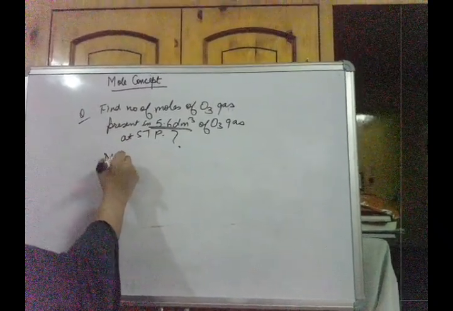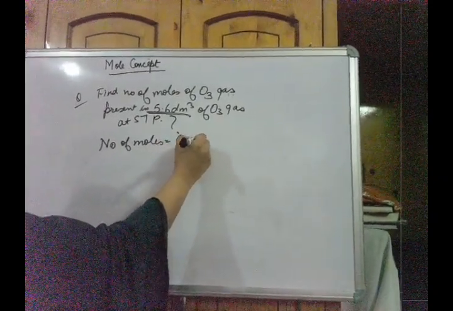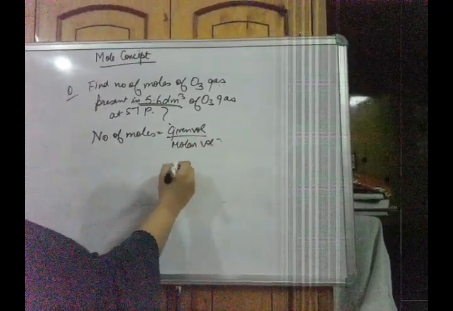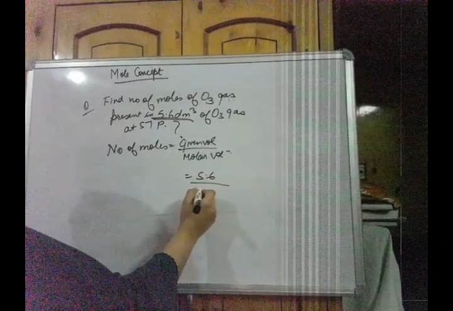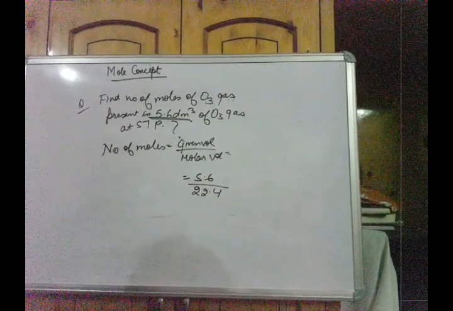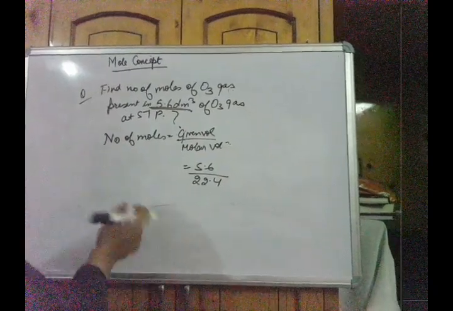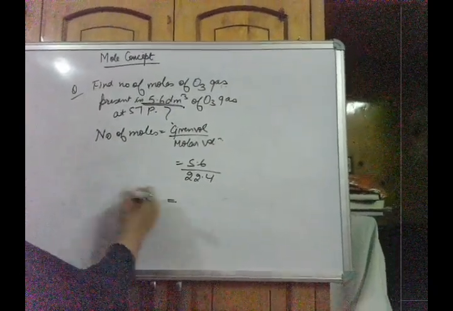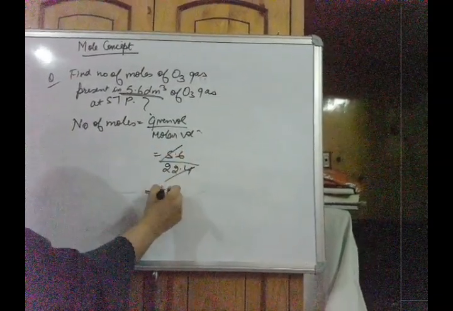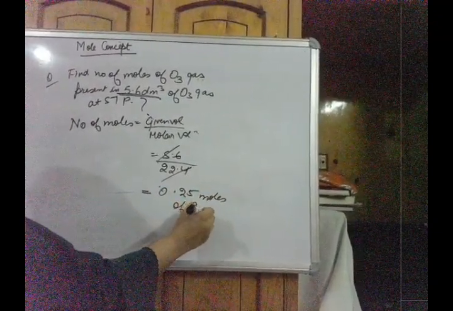Now you know the number of moles is given volume divided by molar volume. So the given volume is 5.6, and the molar volume you know is 22.4. Or we can say, in 1 mole there are 22.4 liters, so in 5.6 how many moles would there be. This comes out to be 0.25 moles of ozone gas.